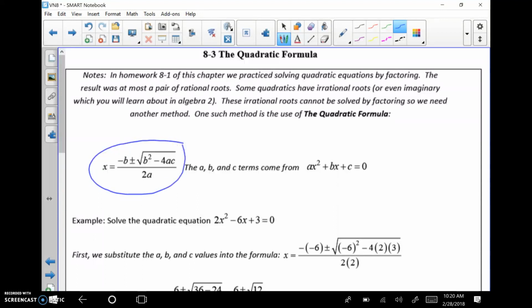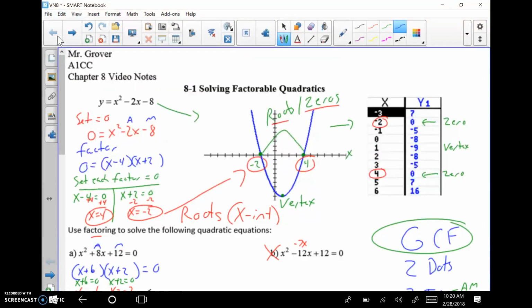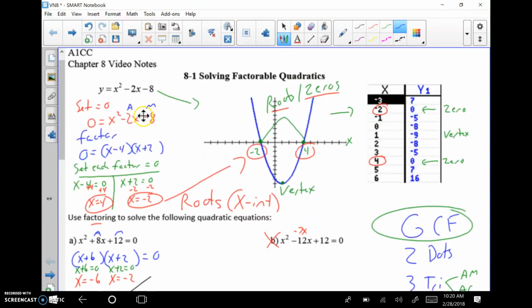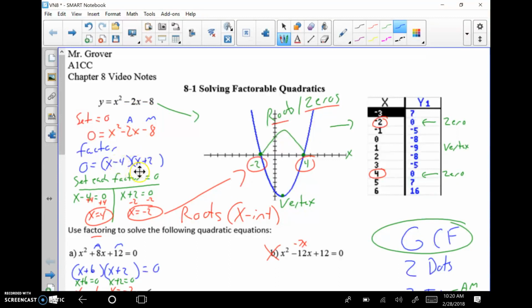After you use it a couple of times, you probably end up having it memorized anyways. But what exactly does the quadratic formula do for us? Well, the quadratic formula is another method to solve for the roots of something. If I go back to the notes from video 8.1, remember what we were doing here is we were factoring and solving, and when we factored a quadratic, set it equal to 0 and solved it, we got, in this example, 4 and negative 2, and those were the roots, the zeros of the quadratic.